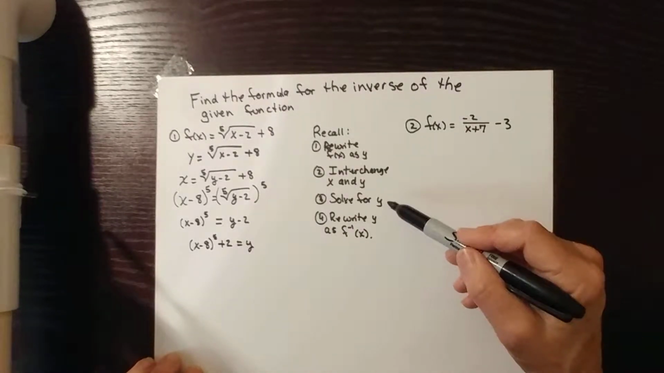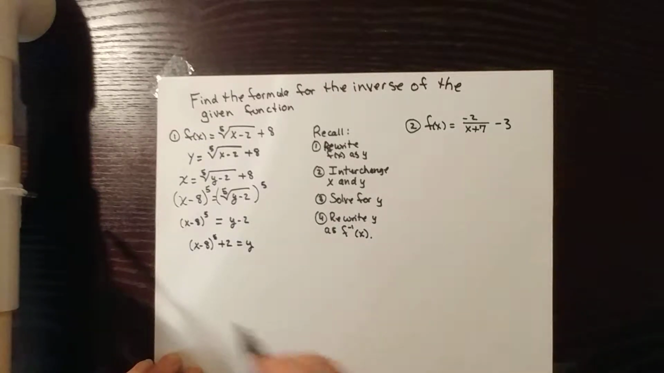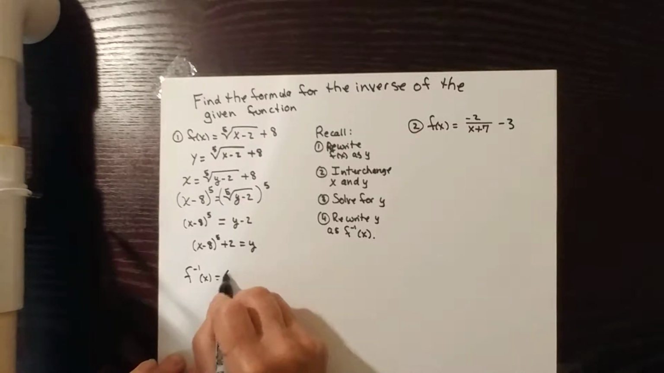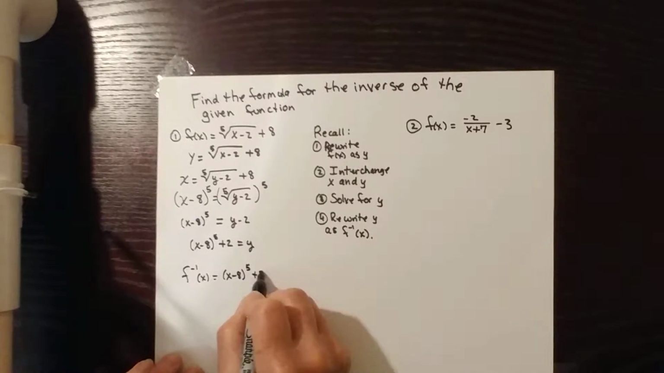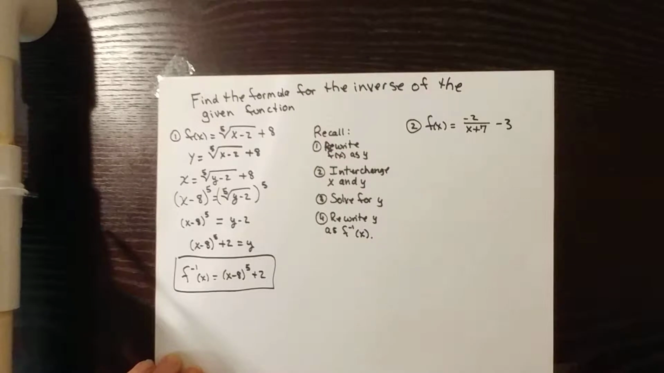That was step 3, solving for y. Step 4 is to replace y with f inverse of x. F inverse of x is equal to x minus 8 to the fifth power plus 2. So we have found the inverse of the function f right there.